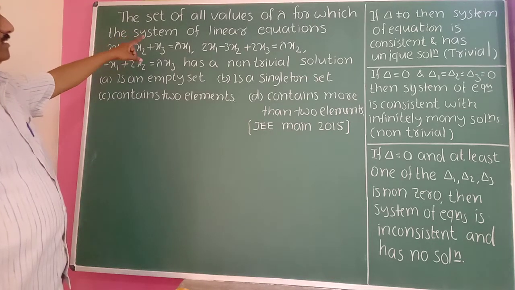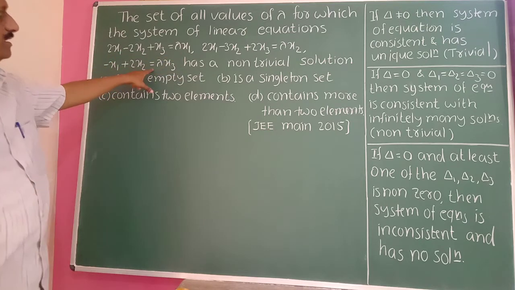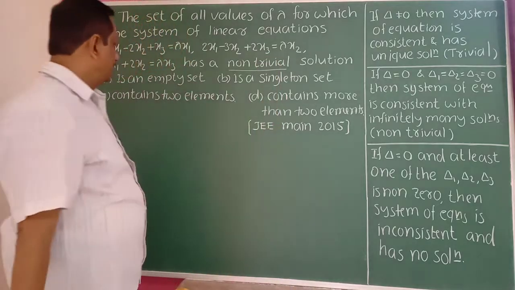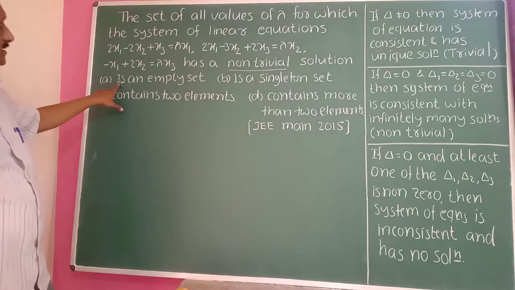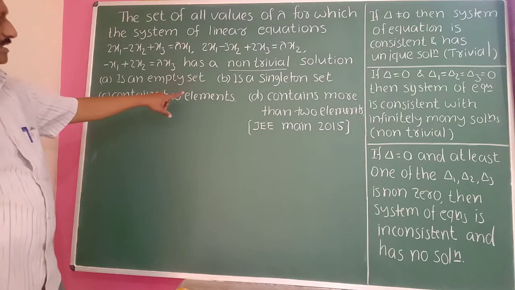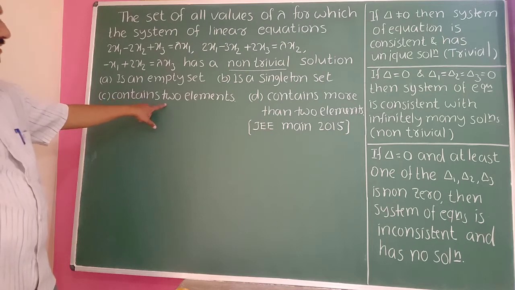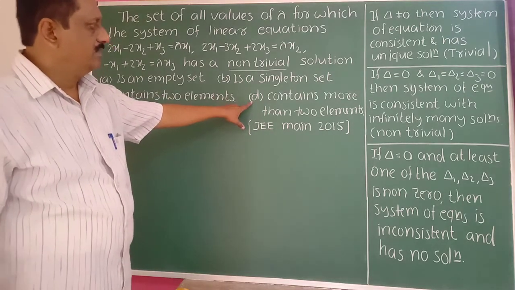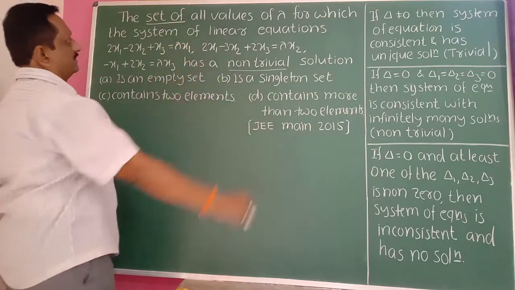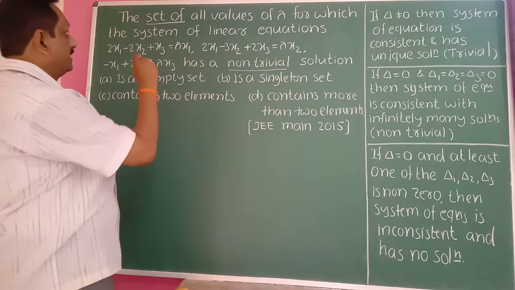The set of all values of lambda for which the system of linear equations here, 3 equations are there, has a non-trivial solution here. Non-trivial solution. Then the first option is an empty set here. Second option is a singleton set. Third option contains 2 elements, and the fourth option contains more than 2 elements here. Okay, you have to find a set here. Set of all the values of lambda. How many elements are contained in that set here?